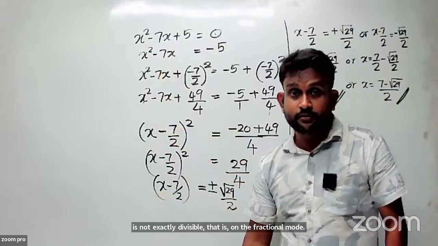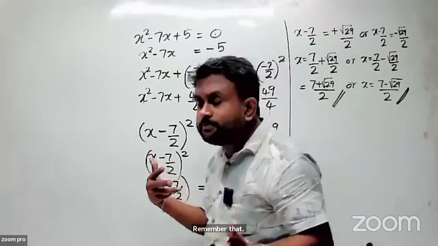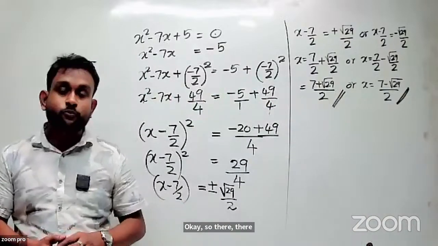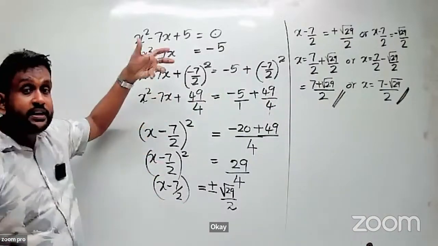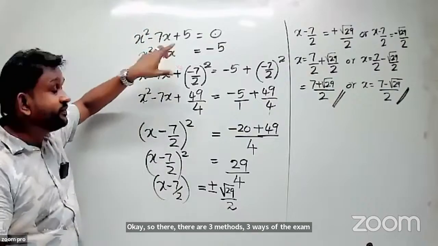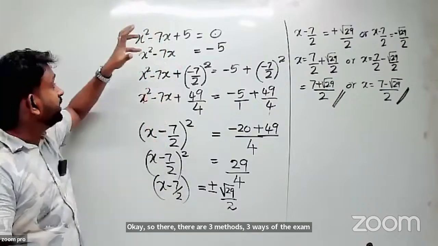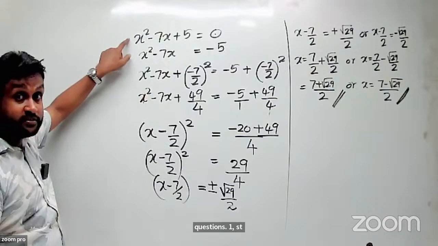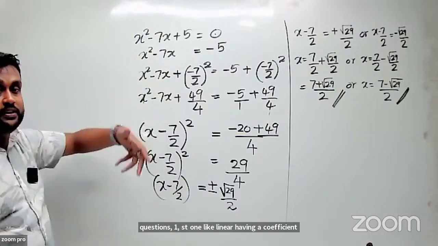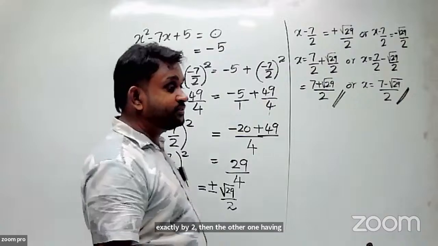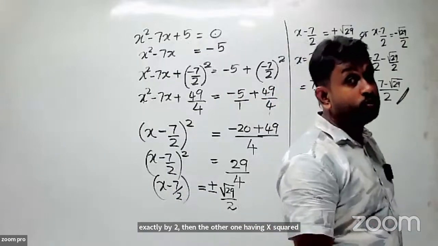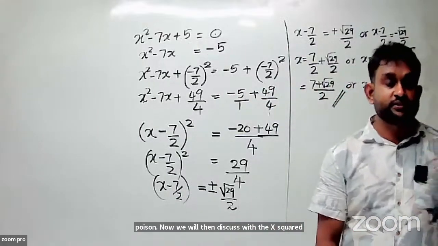Remember that way, okay? So there are three types of exam questions. First one, like linear, having a coefficient exactly divisible by 2. Then the other one having an x squared coefficient. Now we will then discuss whether the x squared coefficient is there other than 1, like 2, 3 coefficients, and how to solve.